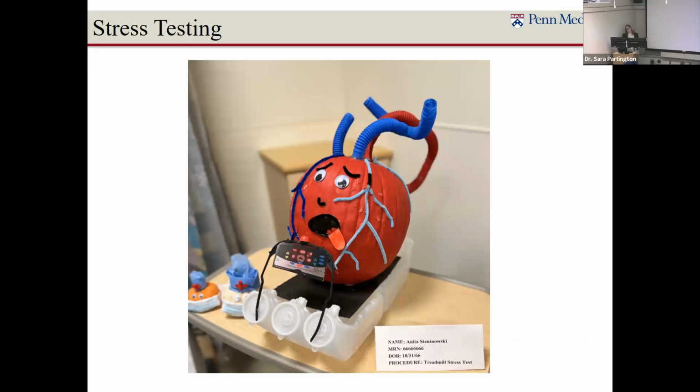I couldn't resist putting this picture in. This was our Stress Lab's entry for the pumpkin contest this year. I thought it was fabulous. I have to draw everyone's attention to the name of this pumpkin, Anita Stentonowski. I don't know if they won, but I hope they did. I thought it was just wonderful.